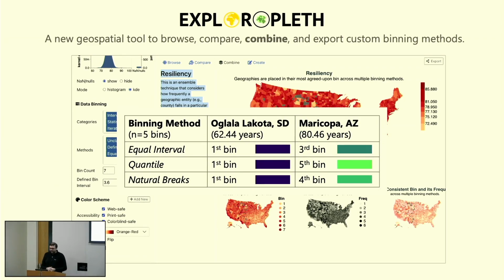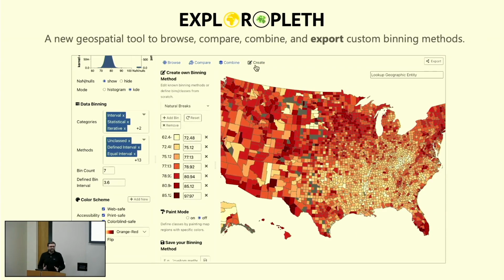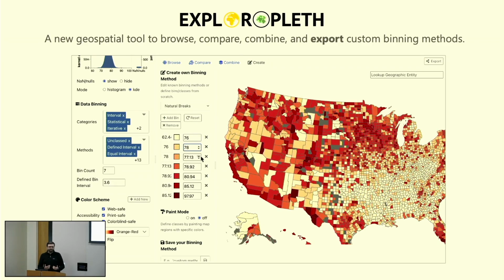But in the interest of time, I won't go much into specifics here, but this is a new method we invented. But finally, if the mapmaker is still not happy with any of these methods, we also have a create view wherein you can create their own bins directly by modifying the bin extents.